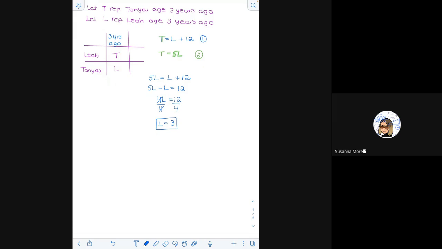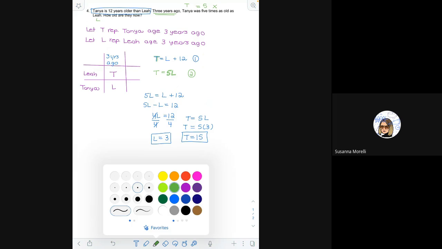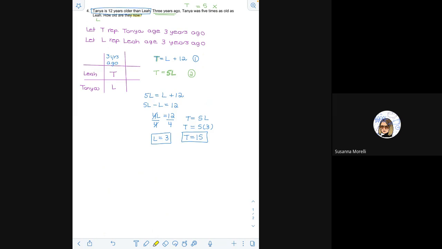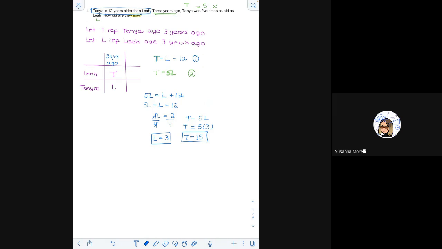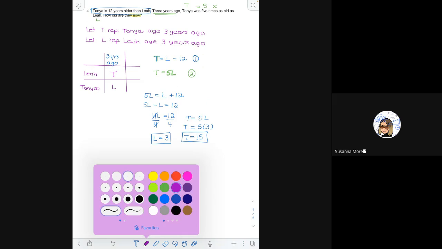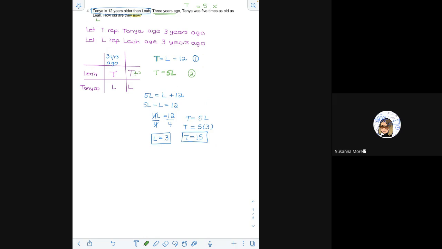Okay. And then that means Tanya is 5 times L. So Tanya is 5 times 3. T is 15. Okay. But the question wants to know how old are they now, right? So they want to know how old are they now. So this is their age 3 years ago. So in order to find their age now, you're going to add 3. So you're going to go Tanya and Leah, and whatever their age is, you're going to add 3 to it.